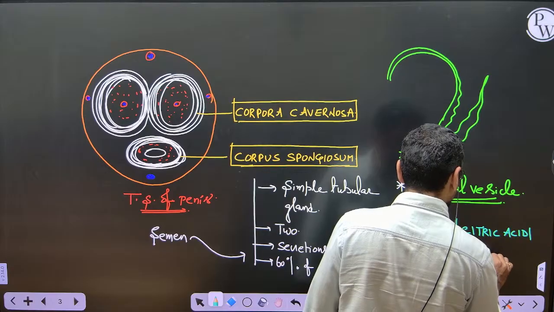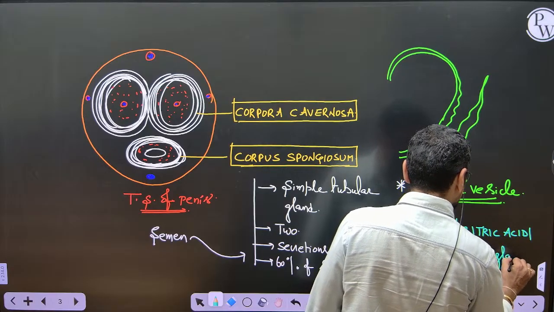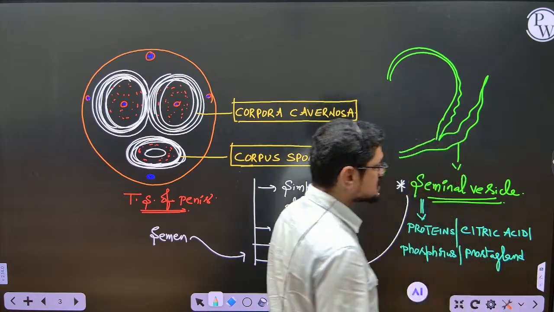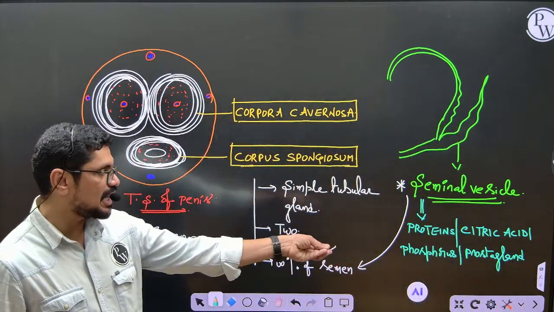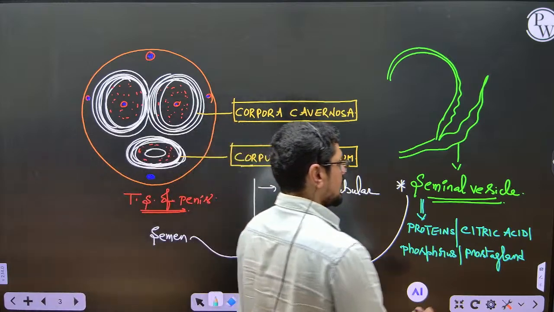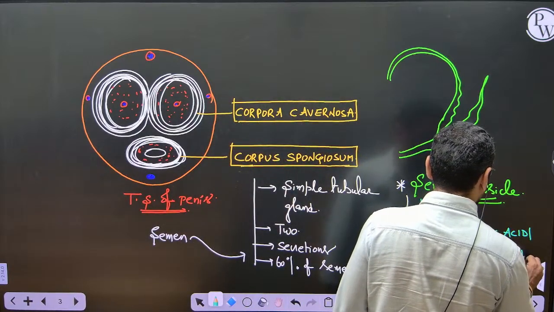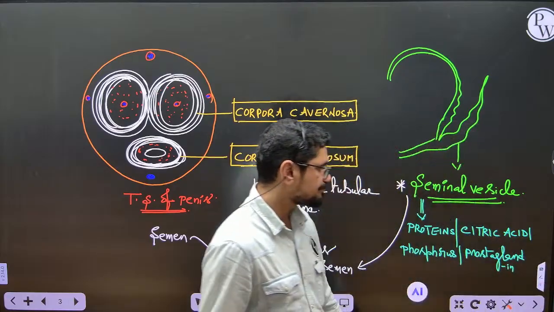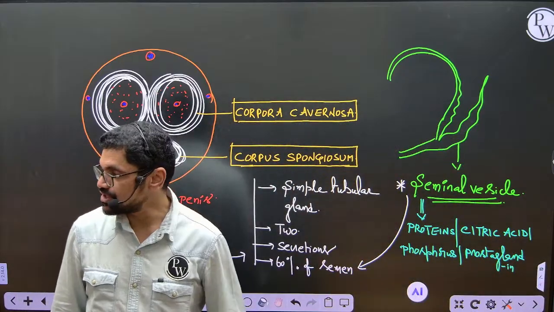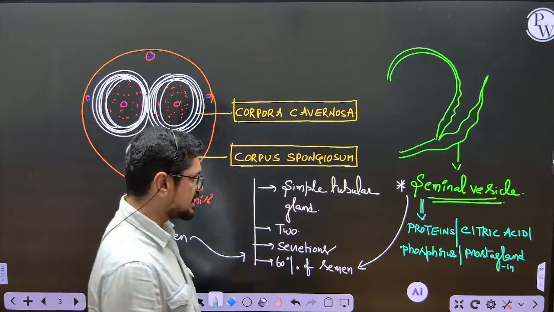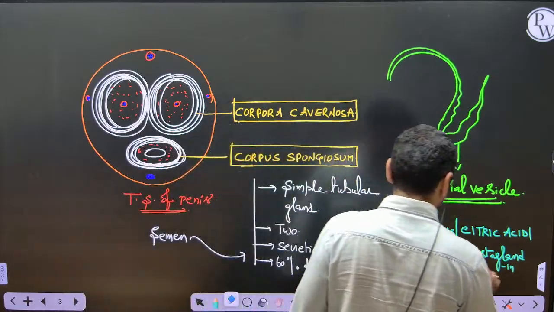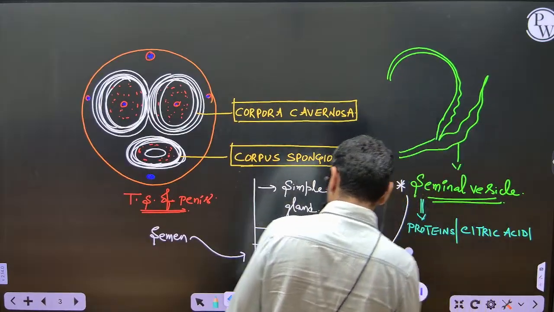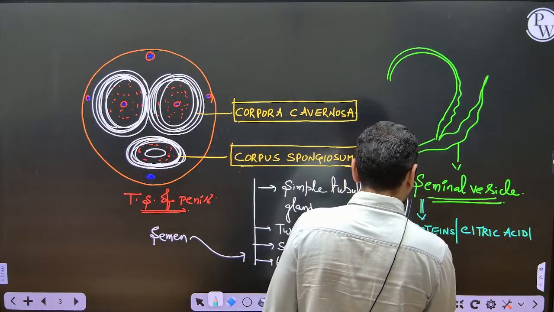Prostaglandins. Prostaglandins are present, proteins are present. What is this prostaglandin? Can I write a bit more clearly and spaciously so that you can understand?